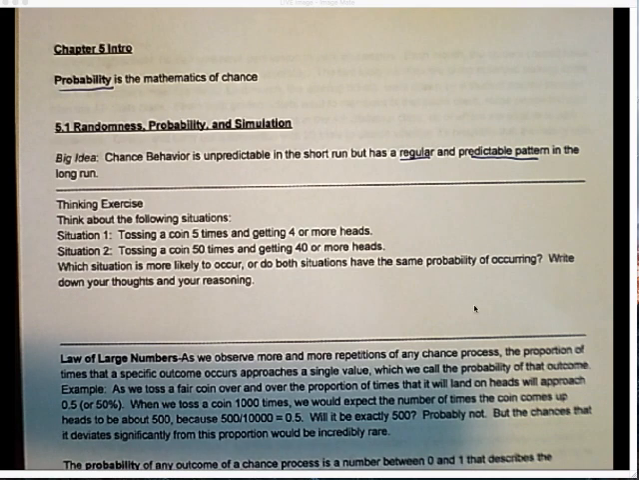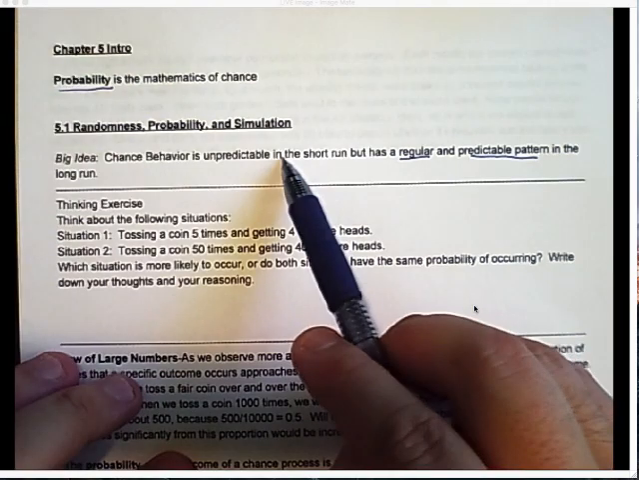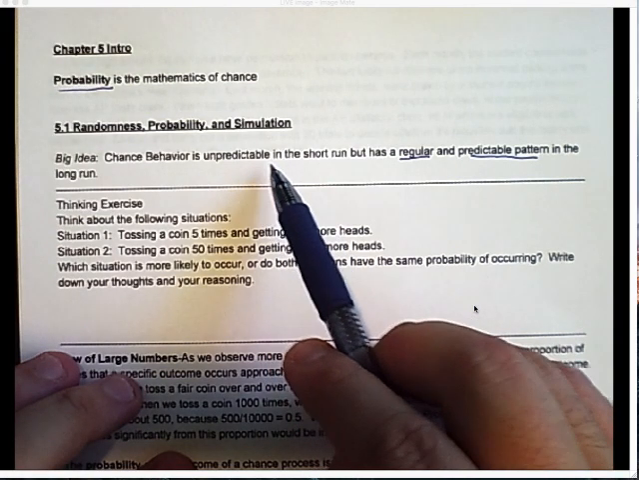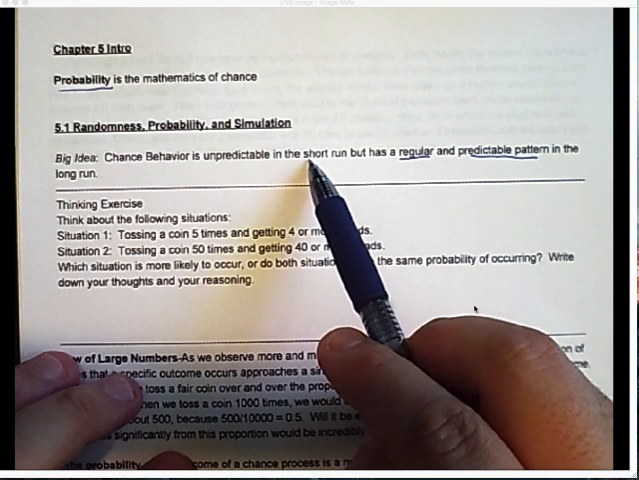All right. So let's do this thinking exercise. It says, think about the following situation. Situation 1, tossing a coin 5 times and getting 4 or more heads, and tossing a coin 50 times and getting 40 or more heads. Which situation is more likely to occur? Or do both situations have the same probability of occurring? And take into account this idea of chance behavior. Okay? So it's unpredictable in the short run.